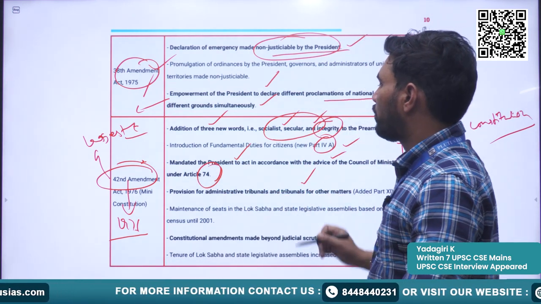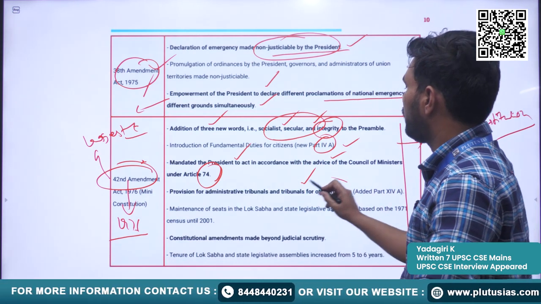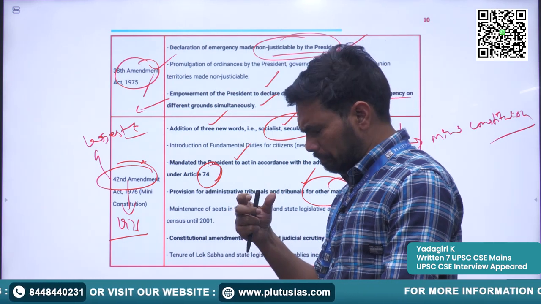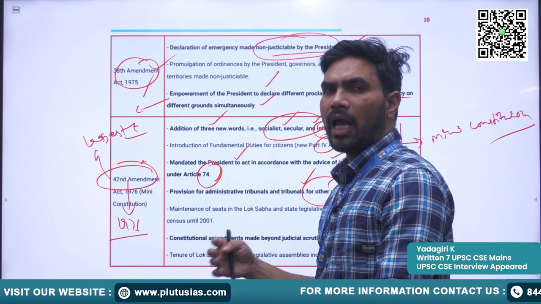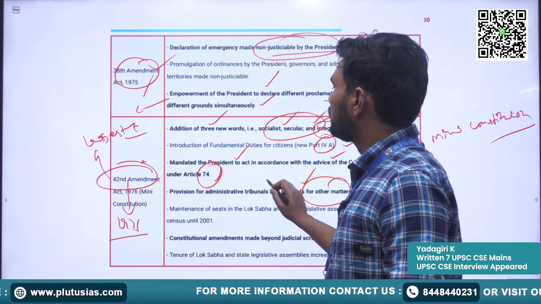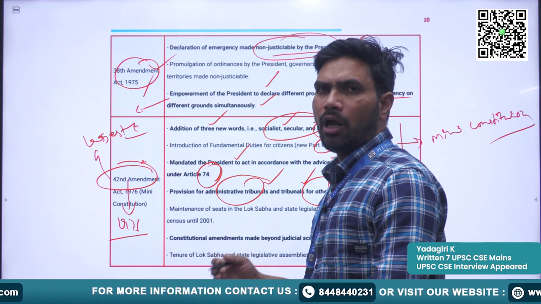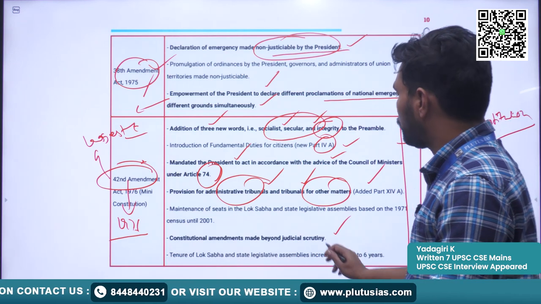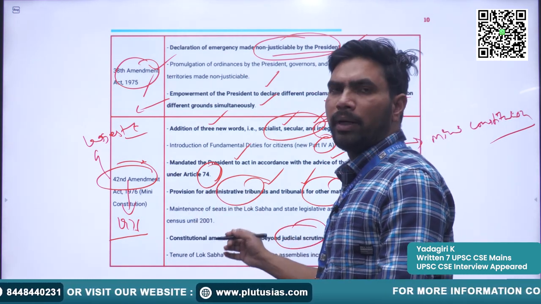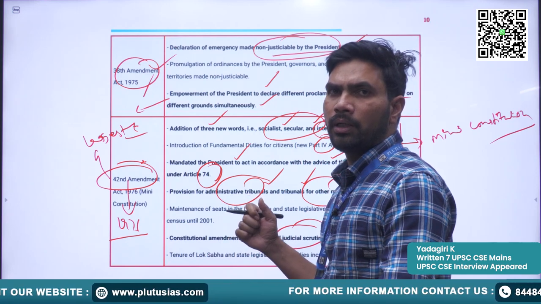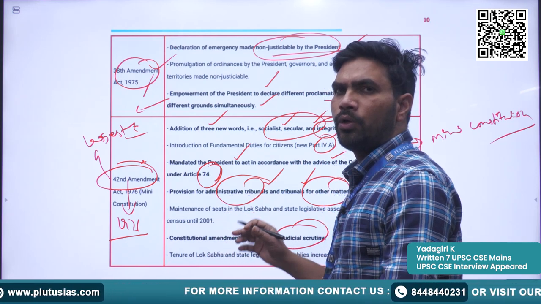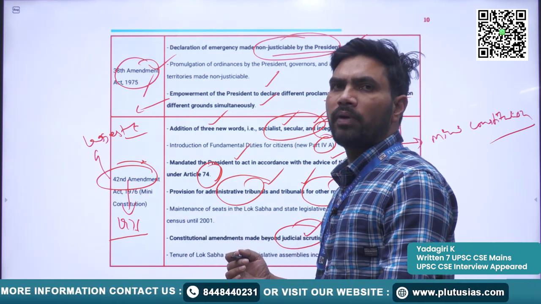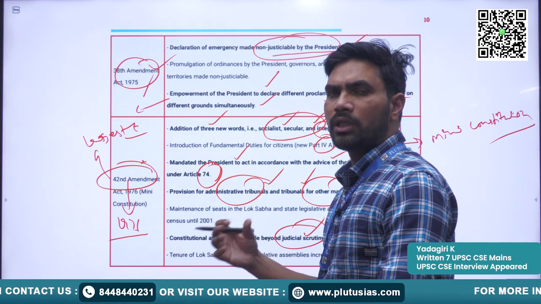Right. Similarly, provision of administrative tribunals and tribunals for other matters. This is to ensure justice is accessible for the people of India. Because of that aspect, tribunals have been incorporated. Right. Similarly, constitutional amendments were made beyond judicial scrutiny. So the particular amendment also said that whenever the Constitution is amended, the judiciary does not interfere in those amendments. So basically here also the judicial power of the Supreme Court or High Courts has been taken away.